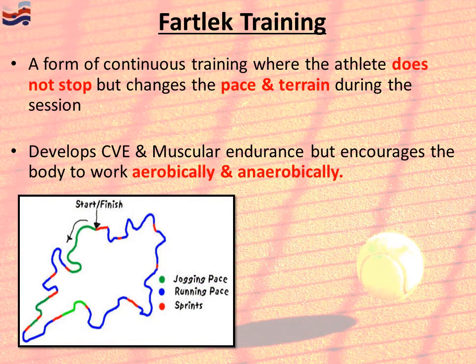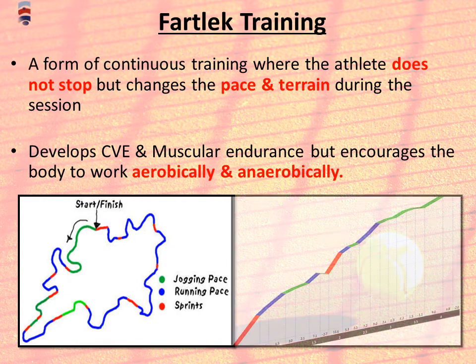Just to give you a bit of an example of this, if we look at this map from fartlek training, each colour represents a different pace that the athlete has to run at. So starting with a jogging pace, going into a short sprint, then into a running pace, then back to a sprint, into a run, back to a jog. So as you can see, completely changing the pace up at different points on that track.